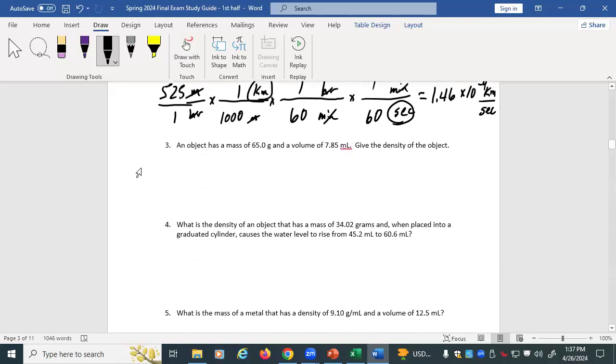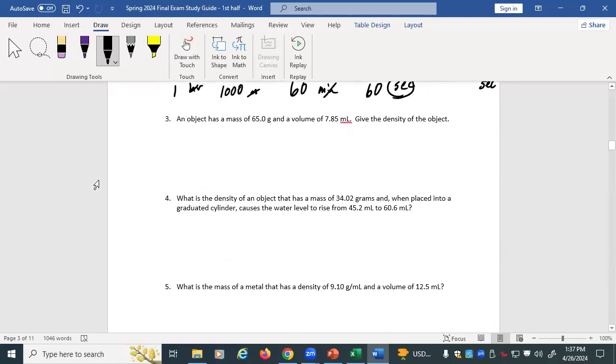All right, next item here is about density. So just remember, density is mass over volume. So sometimes you can get questions like this that are very direct, where you have a mass and a volume and you just need to divide them to get the density. 65 divided by 7.85, three significant figures, 8.28.